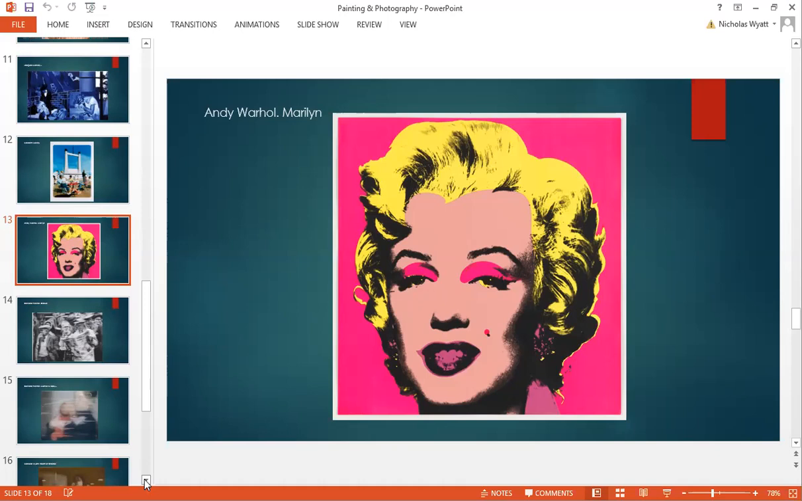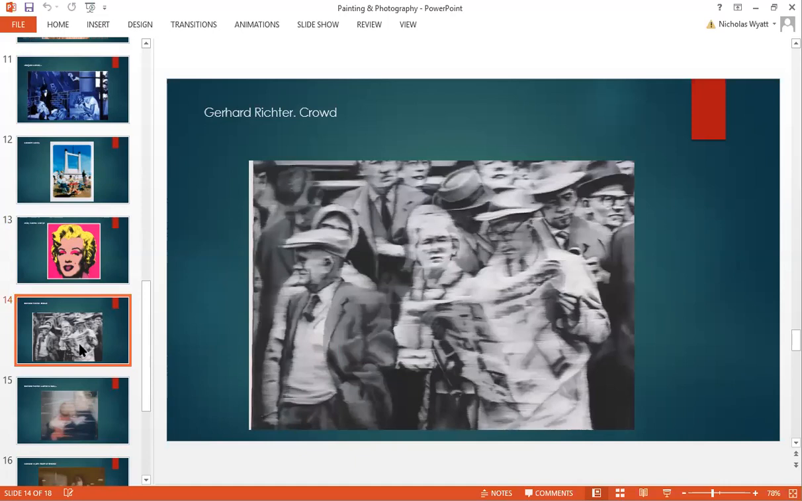Correspondingly, in Europe, artists were also exploring the possibilities of photography in their painting, but from a different perspective. The German artist Gerhard Richter, who was born in East Germany and received his art training there, moved to Düsseldorf, West Germany in the early 1960s.